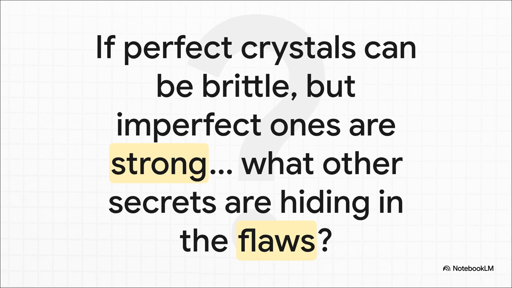And this brings us to a really cool final thought. We've seen that the secret architecture inside solids is what dictates all their properties. But we've also seen that perfect order isn't the whole story. These so-called defects can stop a crack from spreading. They can allow charges to flow. They can even change a material's color. So if a perfect crystal is often brittle, but an imperfect one can be strong and useful, it really makes you wonder, what other secrets are hiding in the flaws?